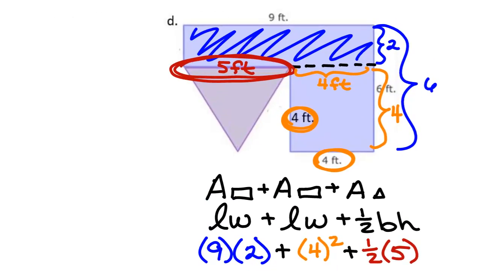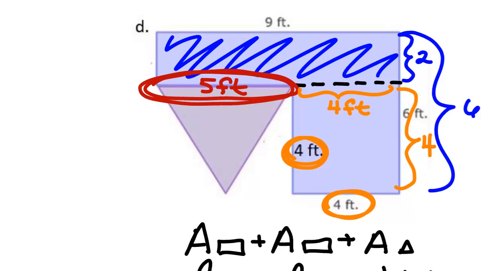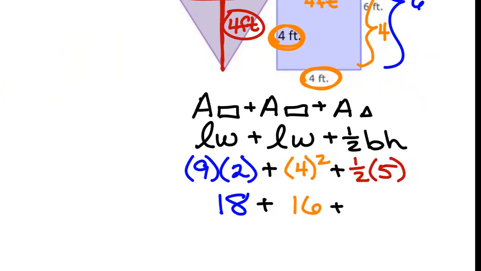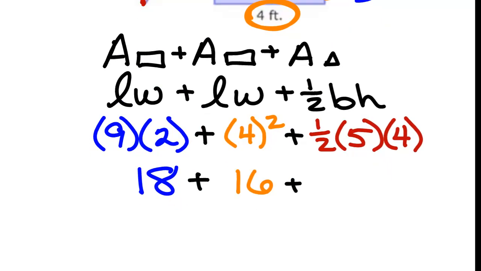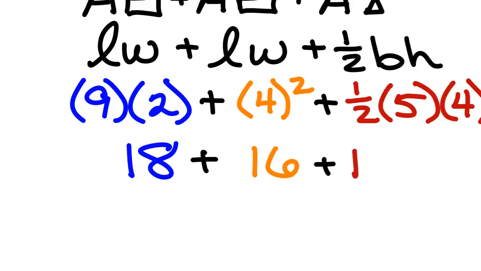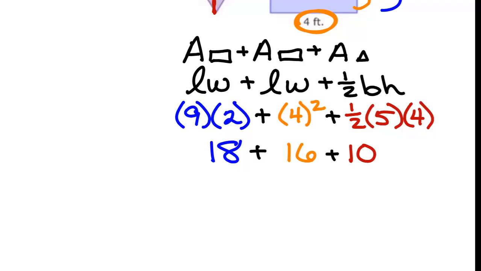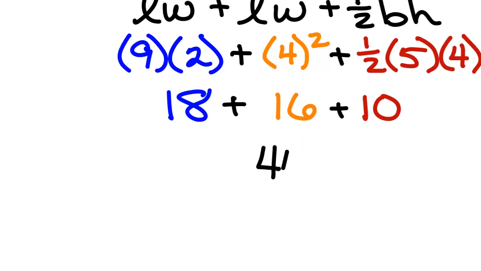Times the height. Well, the height of the triangle would go from the base to the vertex. That's the same as this right here. So 4. So 1/2 times 5 times 4. What is 5 times 4? 20. What's half of that? 10. So I do 18 plus 16 plus 10, and I get what? 44. So we have 44 feet squared.